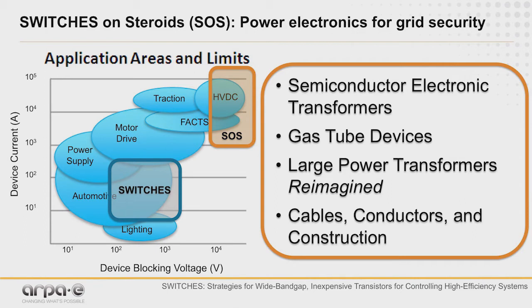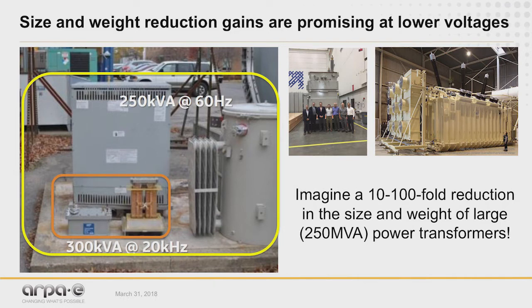Of course, you have to think of cables, conductors, construction. Size and weight reductions are important. Can a 10 to 100-fold reduction in size and weight be achieved? There's a photograph of a 250 MVA power transformer, and you can see the size of that. In the middle is a project funded by ARPA-E, and that's about a 10 MVA power flow controller. You can see the size, mass, and weight of these current solutions.